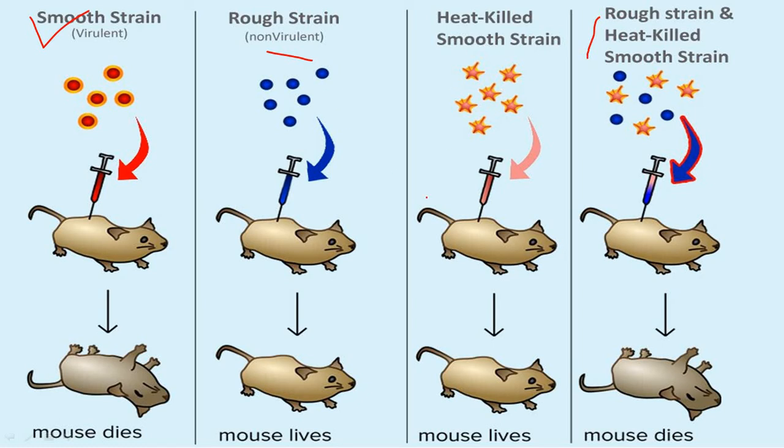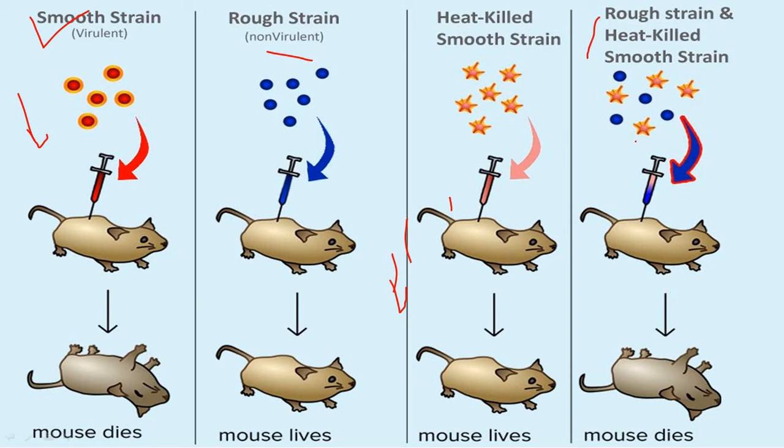So the mice were not killed when the avirulent rough strain is injected in this case, and the mice die when the smooth strain is injected, killed due to the S virulent bacteria, which were recovered from the body of the mice. In experiment 3, the mice were not killed and no bacteria were recovered from the body of the mice when injected with heat-killed bacteria.